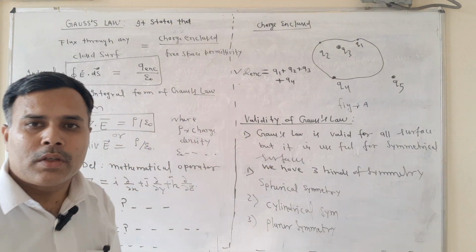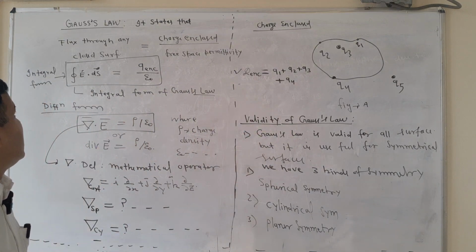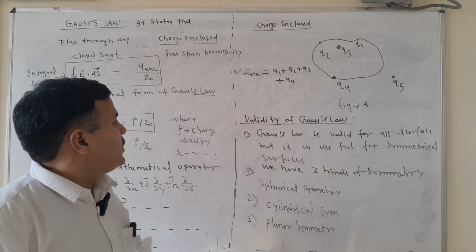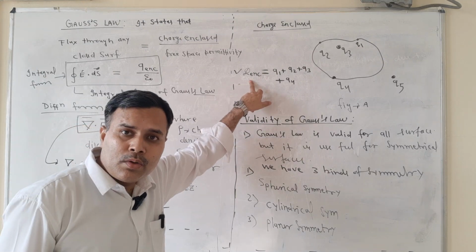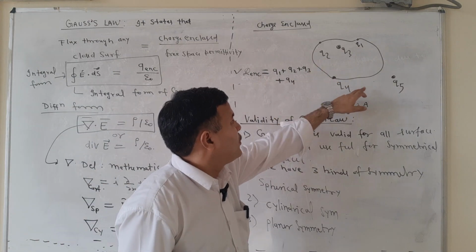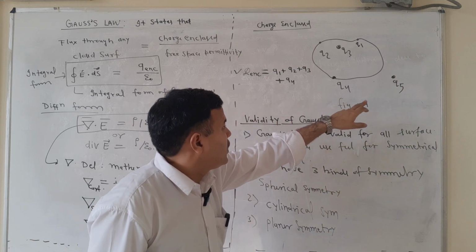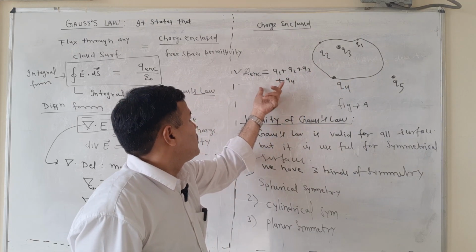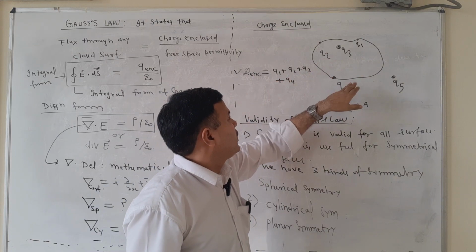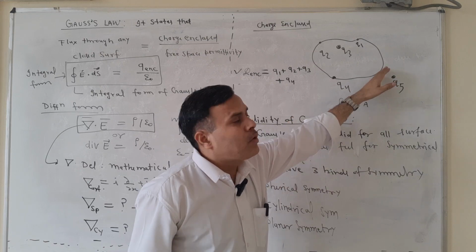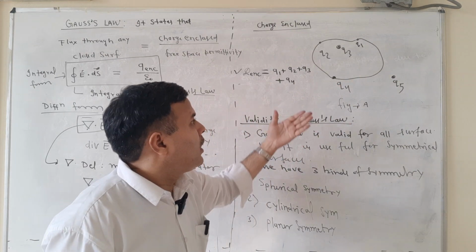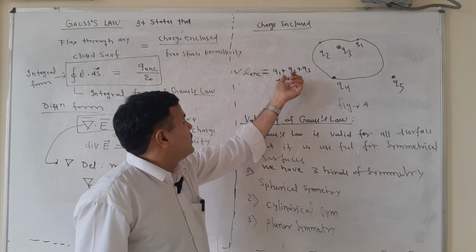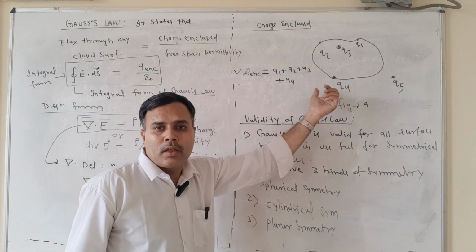So this is the information about the Gauss law, that Gauss law states that total flux through any closed surface depends on the charge enclosed in that surface. Concept of charge enclosed: if we have charges q1, q2, q3, q4, q5, then corresponding to this figure, the total charge enclosed in this surface is q1, q2, q3, q4. q5 is out of this surface. It is not within or onto this contour. That is why the charge enclosed is only the sum of q1, q2, q3 plus q4.